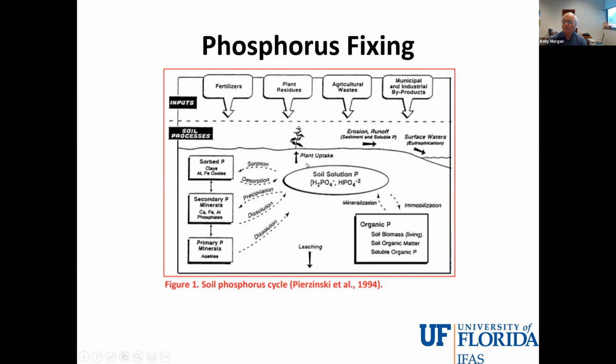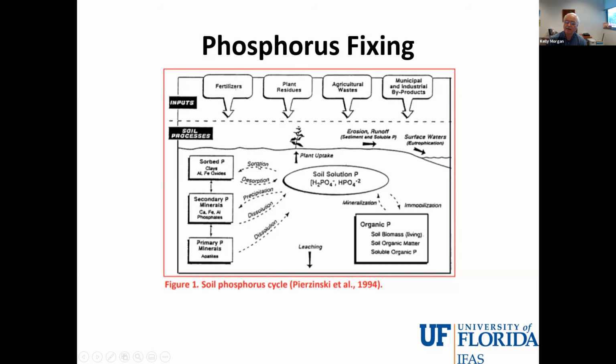This oval represents soluble P that has been applied to the soil, and that is available to the crop plant. That can be taken up by the crop plant in the form of phosphorus. But if you have highly acidic or highly alkaline soils, several things can happen. Over here, you see sorption of phosphorus by clays, which have iron and aluminum oxides associated with them.